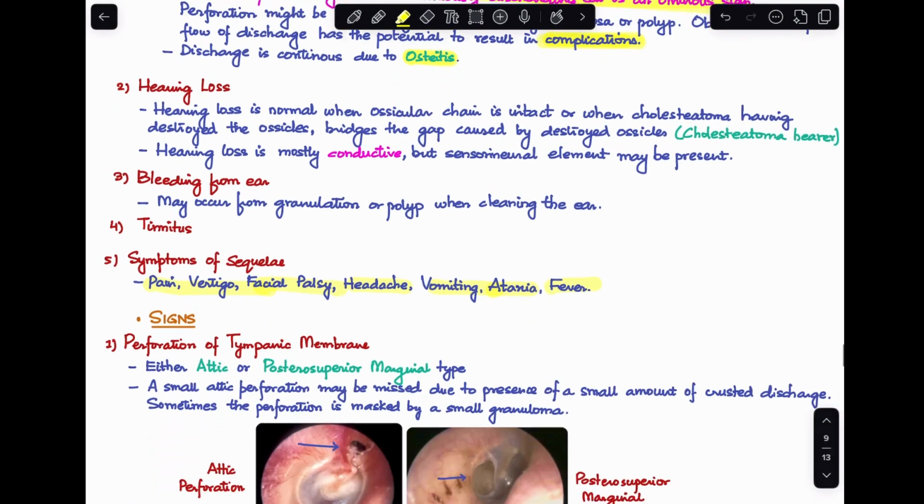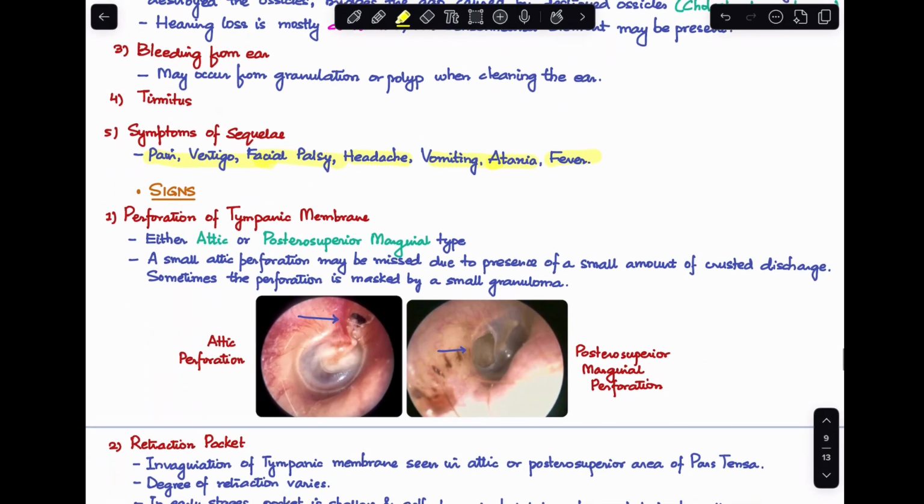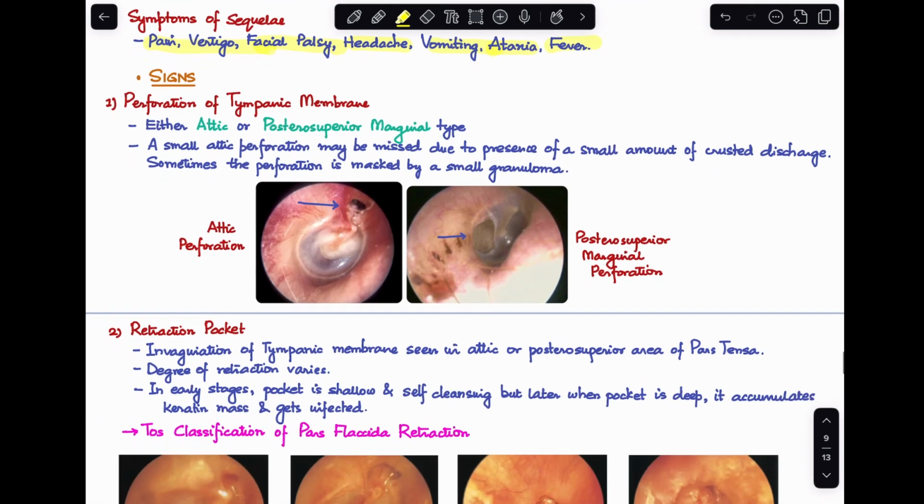Next, we'll discuss the signs that we see when we examine the patient. First of all, there is a perforation of the tympanic membrane. However, the perforation here will be very different from the tubotympanic type, where mostly you will see a central type of perforation. Here, you will be seeing either a perforation in the attic or the posterior superior margin.